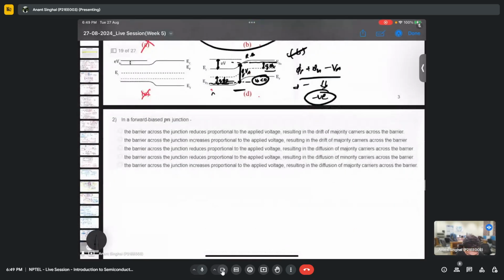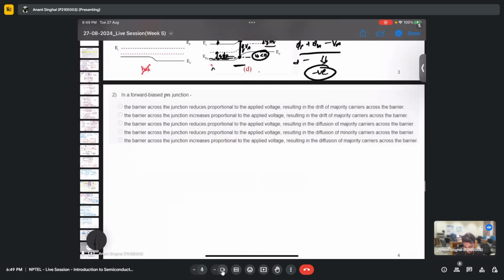So now since you know what will happen to the depletion width and the barrier, let me know what you think will be the answer: for a forward bias PN junction, what will happen to the barrier and why it will happen. You can take 2-3 minutes and let's say this is option A, B, C, D, E. You can let me know your answers maybe by opening your mic or in the chat box. You can take 2 minutes to think.